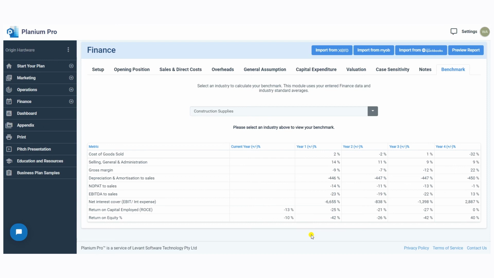This brings us to the end of Planium Pro's Finance Plan Tour. Remember that your financial model is a tool used to inform decision-making and arrive at projections so that you can translate your ideas into numbers. We wish you happy and stress-free planning.